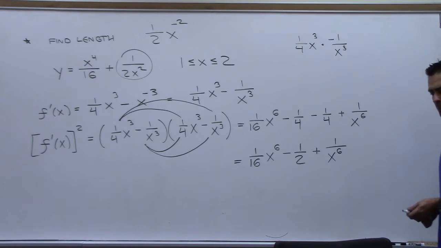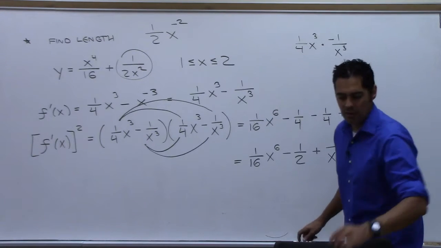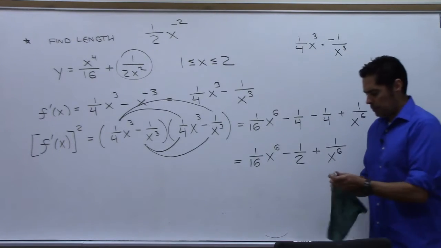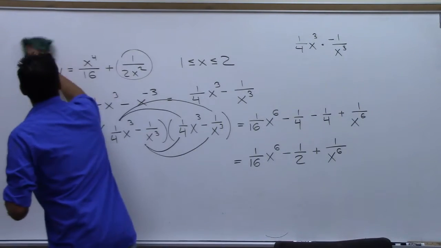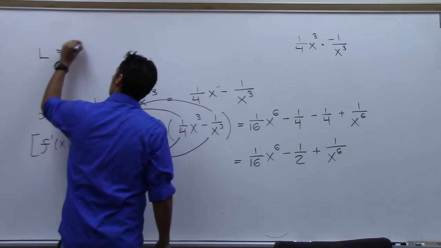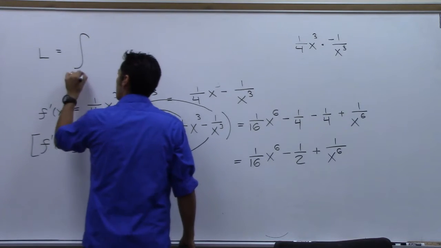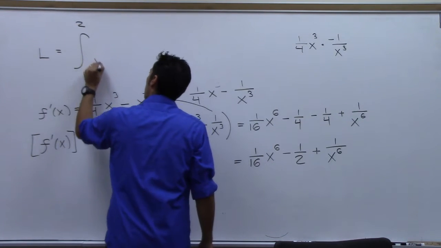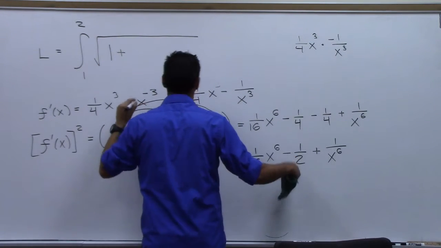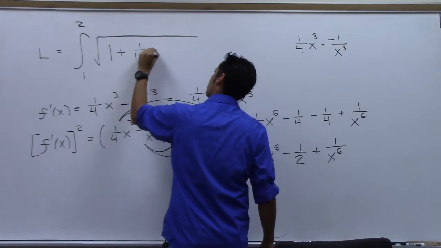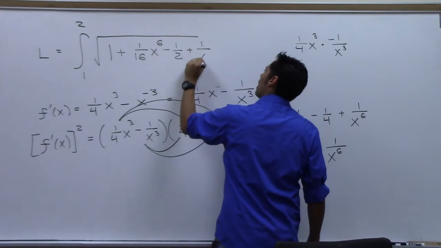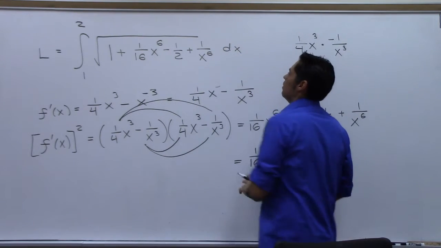Now we're ready to put this into the arc length formula. No questions? The length of this should be equal to the integral from 1 to 2 of the square root of 1 plus this, 1/16 x to the 6th minus a half plus 1 over x to the 6th, dx.